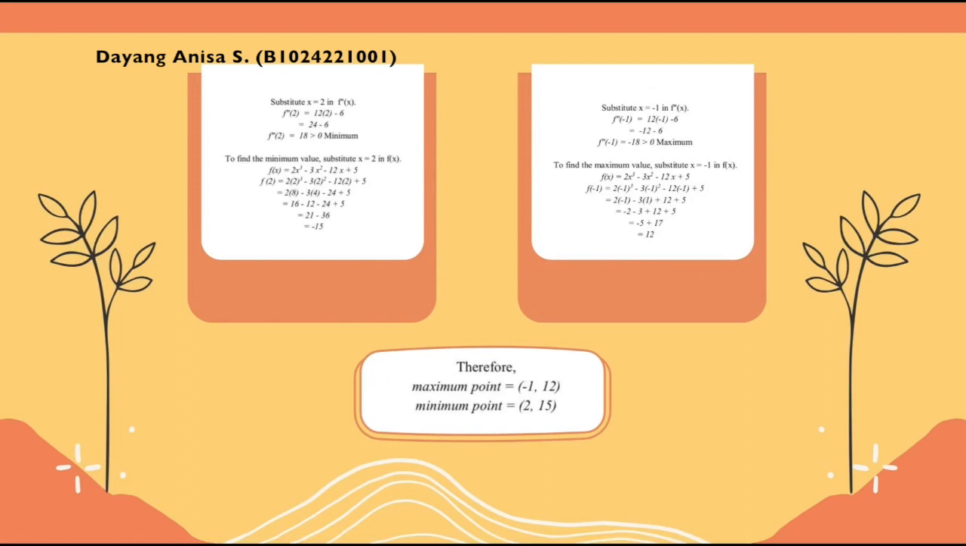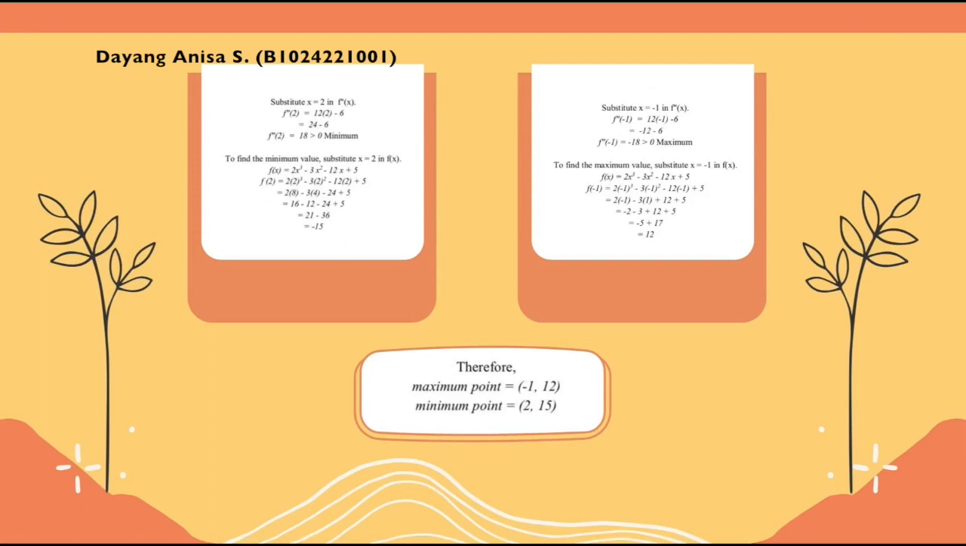The last step, substitute x equals minus 1 in the second derivative. So the second derivative at x equals minus 1 is minus 18, less than 0, maximum. To find the maximum value, substitute x equals minus 1 in f(x).